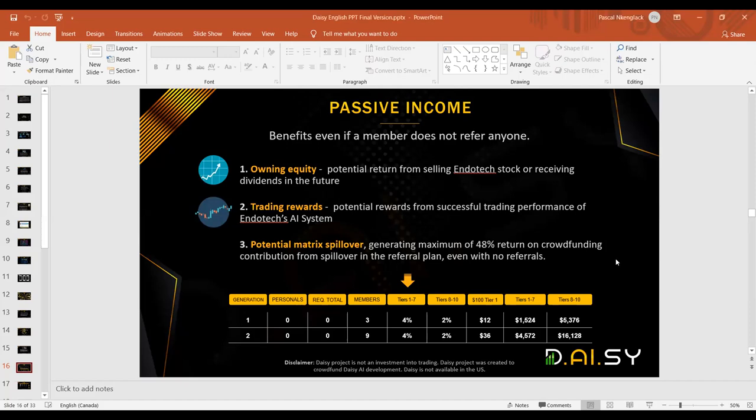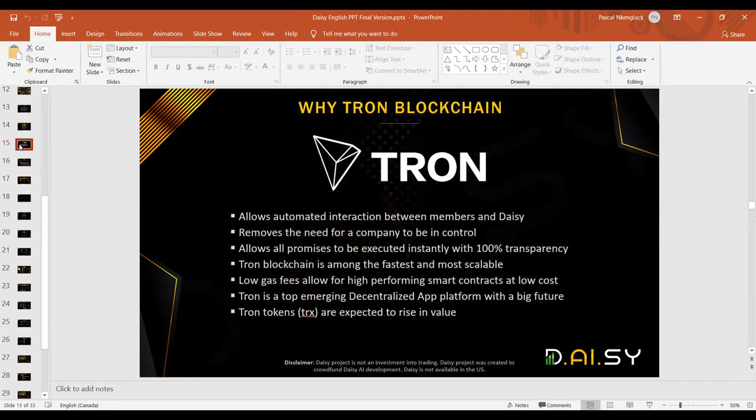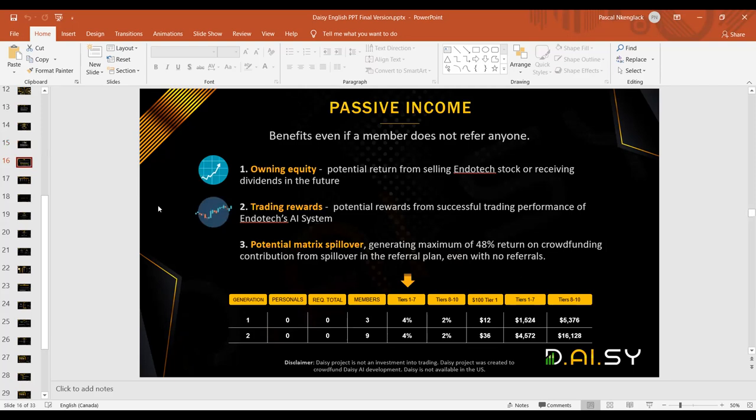All right. You will see that I'm starting at slide number 16, because everything prior to slide number 16 is just the D.AI.SY presentation. This is slide number 15. If I go on it, you will see that it's basically just explaining why the Tron blockchain was chosen for the project. But I'm not going to talk about this now, I'll cover it in a different video, in a different presentation. So I'll go straight to the money part of this project, how the money is made.